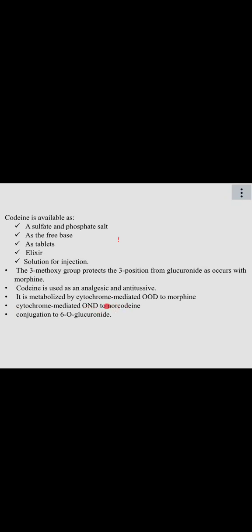cytochrome-mediated oxidative N-dealkylation to norcodeine, and conjugation to the 6-O-glucuronide. Again, the same methods we had talked about. It's only that now it has a methoxy group at position number 3 that has to be removed, and then the other metabolic processes are the same.